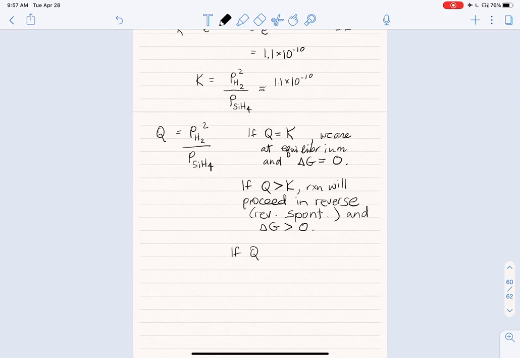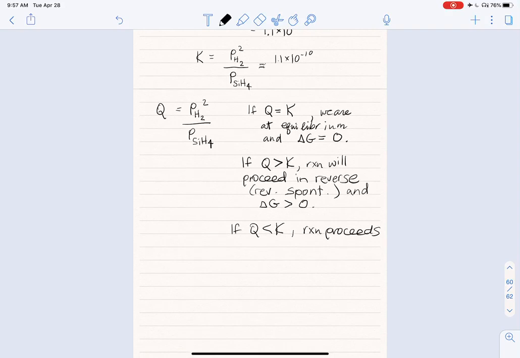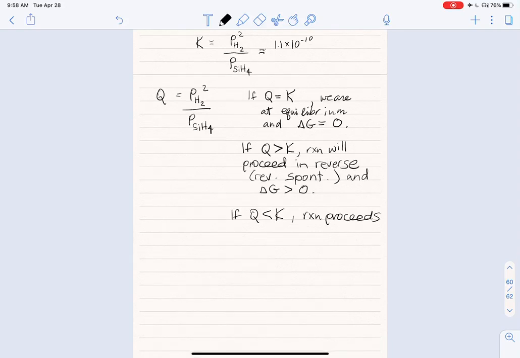Finally, if Q is less than K, the reaction proceeds in the forward direction because you are going to need to create more products to get close to K. Remember, according to Le Chatelier, you're always trying to reestablish K. When you start with Q, the system is going to go towards making Q into K. So the reaction is going to proceed in the forward direction. It's going to be spontaneous in the forward direction. In that situation, delta G without the naught would be negative. And again, the driving force is towards equilibrium.